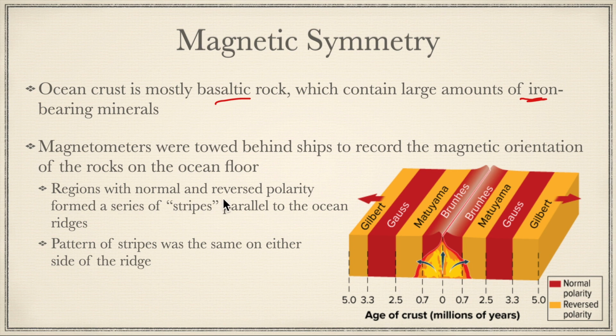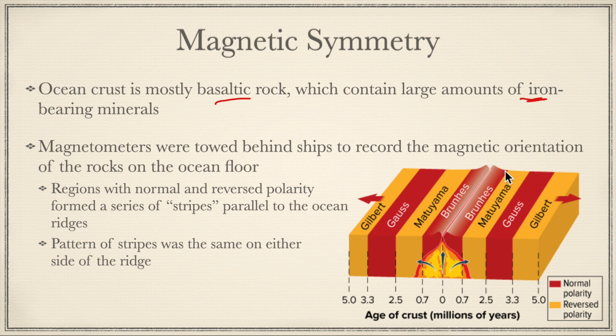Now, regions with a normal polarity and reverse polarity form a series of stripes parallel to the ocean ridges. So you have the ocean ridge here, and then you get these stripes that are parallel to that ridge. You also see the pattern of stripes is the same on either side of the ridge.